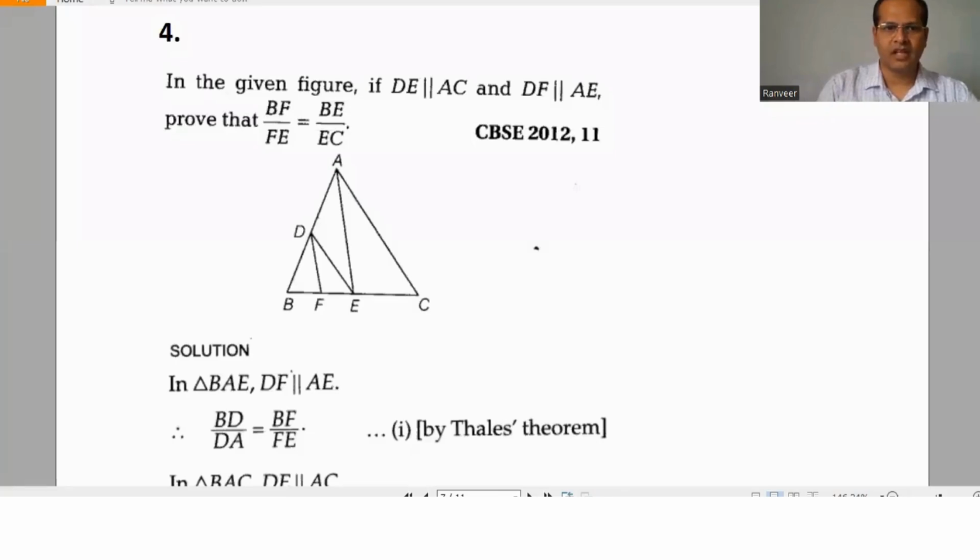Now question number 4. In the given figure, DE is parallel to AC, it is given, and DF is parallel to AE. So according to the Thales theorem, we have to prove BF, this part, divided by FE equals BE divided by EC. So first of all, we have to take triangle BAE.